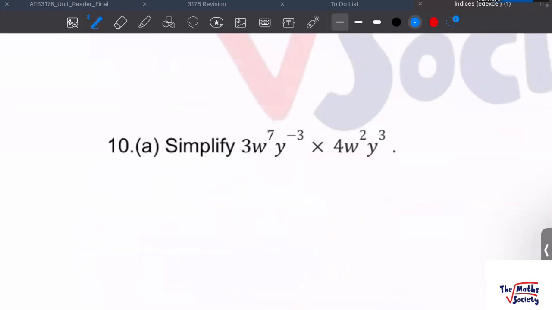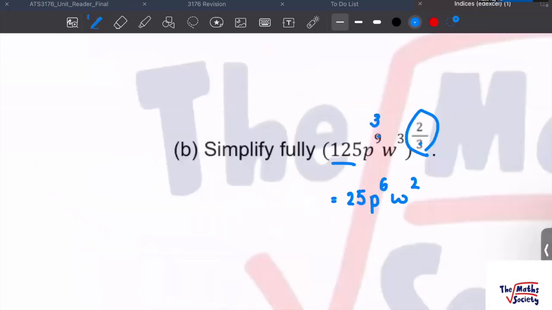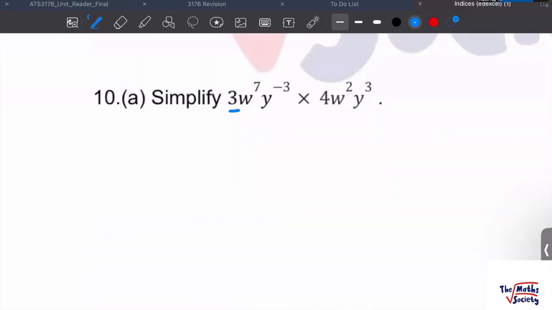And number 10, it's the same as well. So 3 times 4, you multiply them, you have 12. W, 7 plus 2, which is 9. And then y is y power minus 3 plus 3, so that's going to be 0. So your answer is 12 w power 9 y power 0.